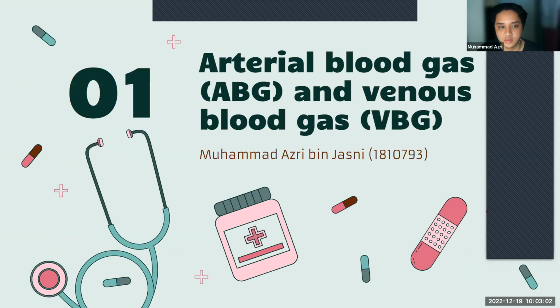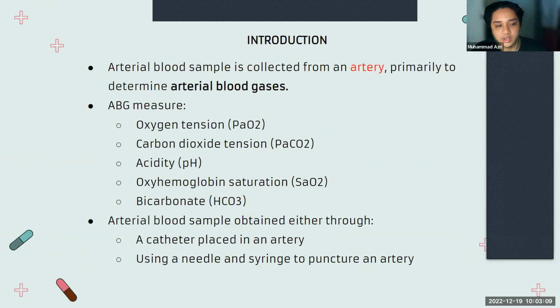Okay, so I will present the first topic, arterial blood gas and also venous blood gas. So an arterial blood sample is collected from an artery primarily to determine the arterial blood gas. So the sample for ABG is the blood from the artery. So the purpose of ABG is to measure the oxygen tension or PaO2, the carbon dioxide tension, PaCO2, the acidity as indicated by the pH value of the blood, oxyhemoglobin saturation, SaO2, and also the bicarbonate level.